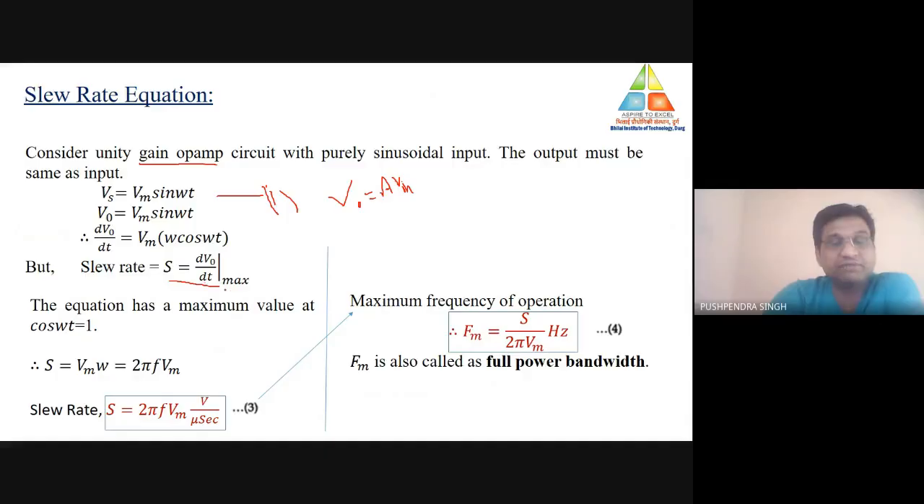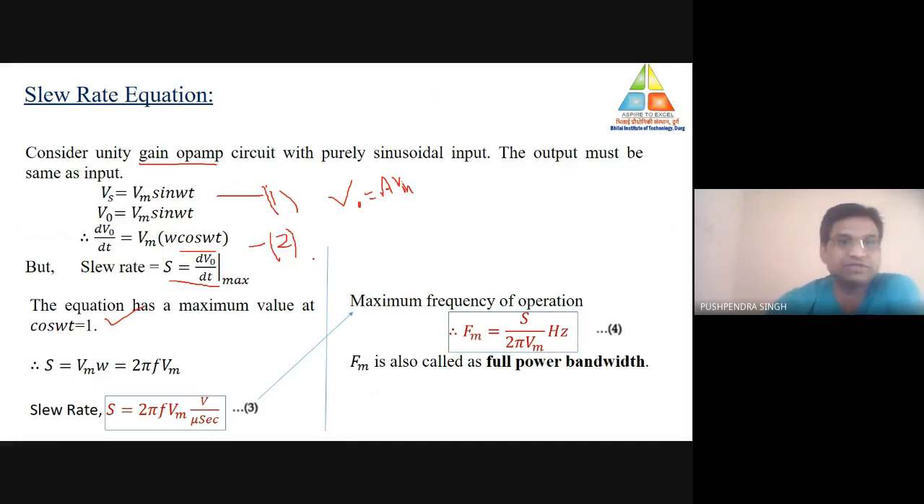When the value of time period is maximum. So in this particular equation, what is the maximum value of cos omega t? The maximum value of cos omega t is nothing but 1. So let's suppose this equation is equation number 2.